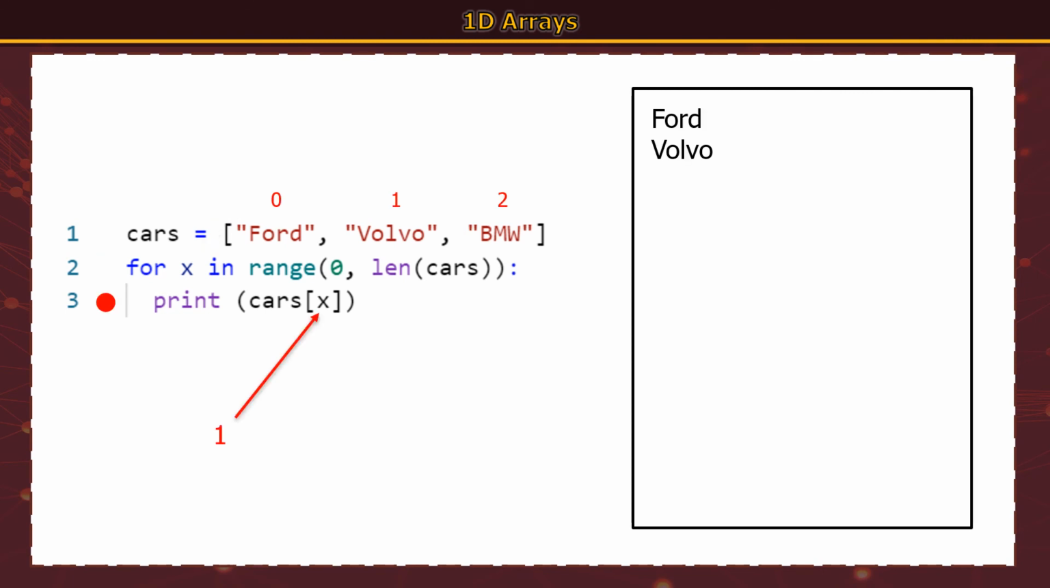So this time on line 3 it would go to the index of 1, which has got Volvo at it, so it would print out Volvo. So now x, the placeholder, has incremented to 2. So therefore on line 3 it would print out BMW, because this is what's at index 2. So now the loop has completed because it's gone from the range of 0 to 3, so it's gone from 1 to 2, it's got to 3, therefore it has stopped.